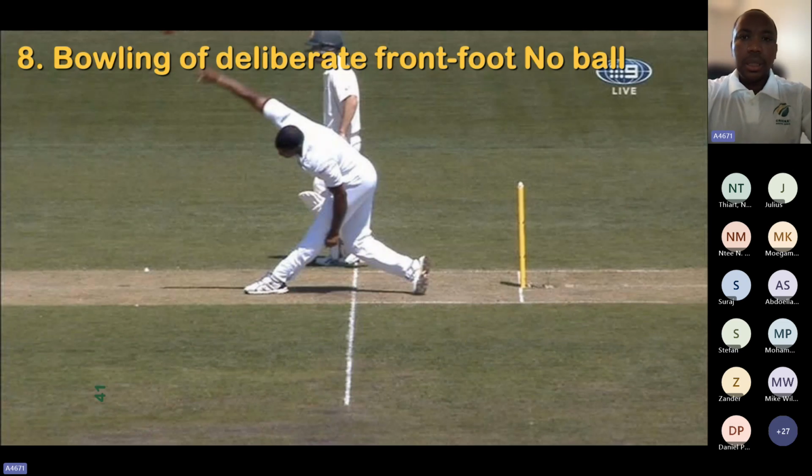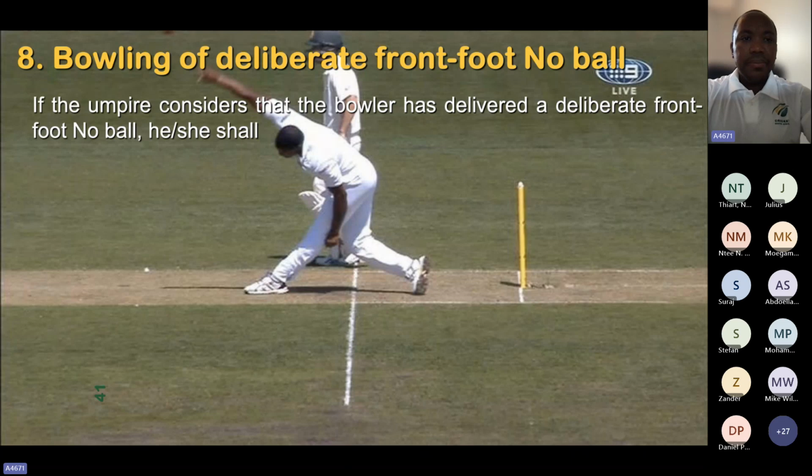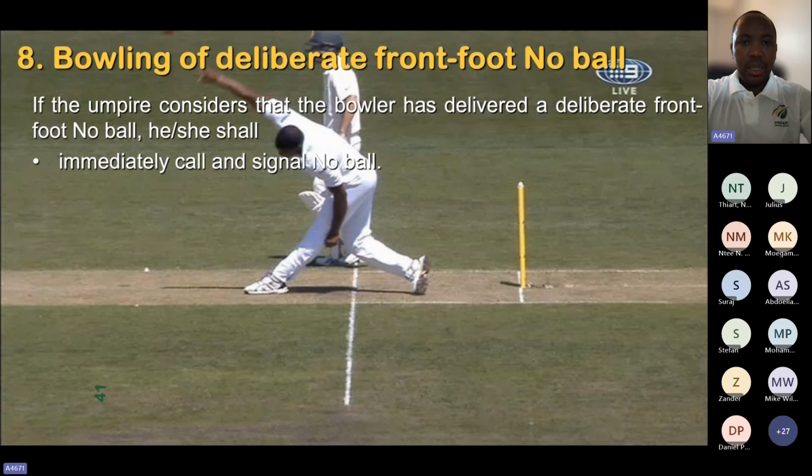Last subsection of Law 41 that I'll be taking you through is Law 41.8, the bowling of deliberate front foot no balls. If the bowler's end umpire considers that the bowler has delivered a deliberate front foot no ball, the bowler's end umpire shall immediately call and signal no ball.